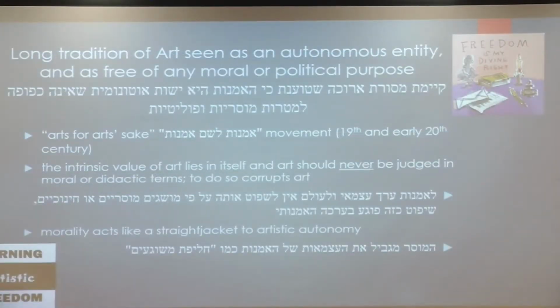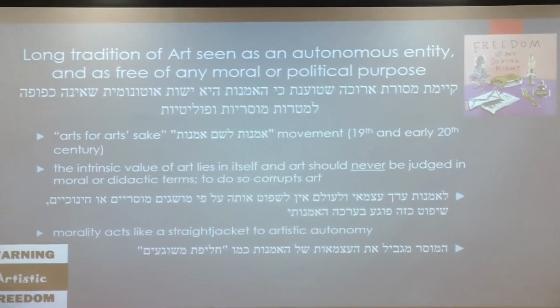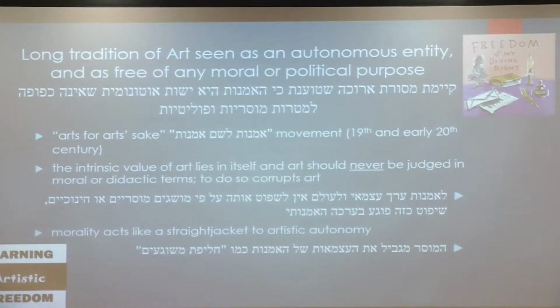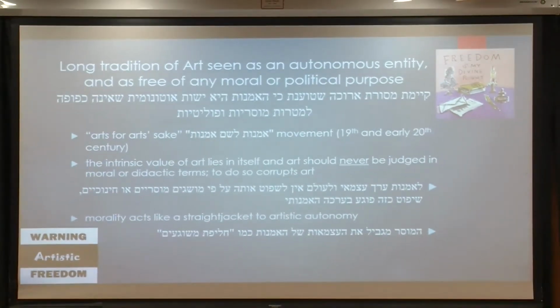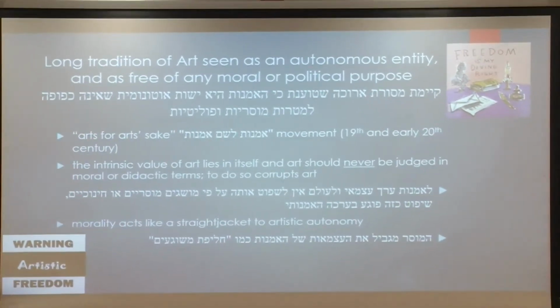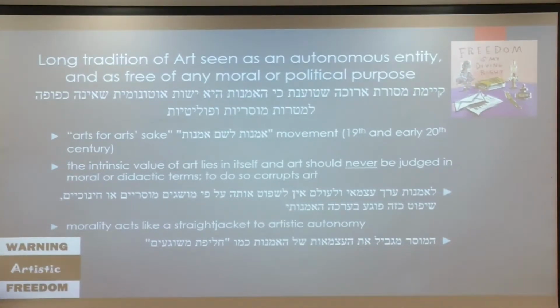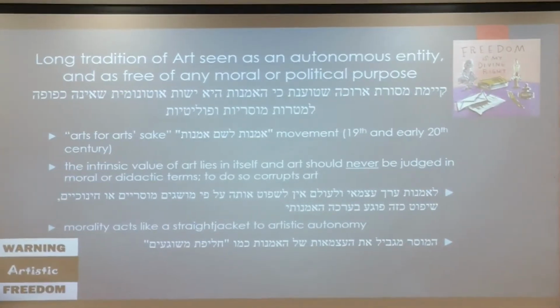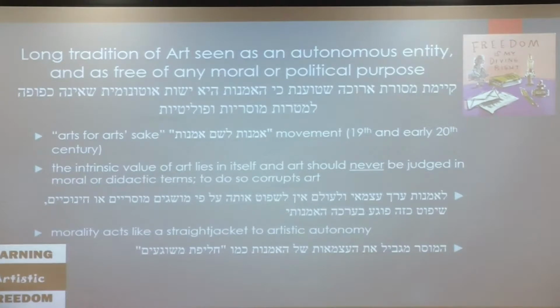And in the tradition in art, for those who follow art for art's sake, there's a long tradition to see art as autonomous, as free of any moral or political purpose. So the art for art's sake movement is an example of that.